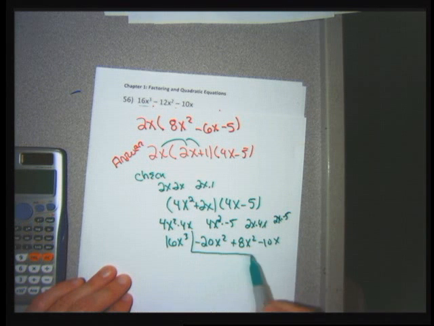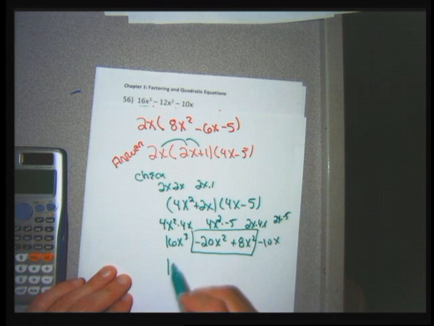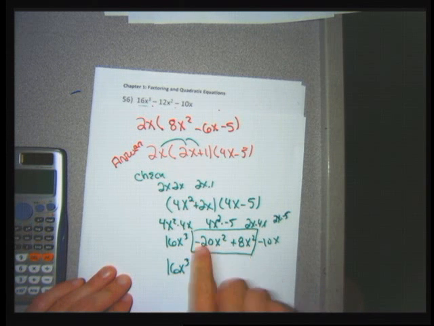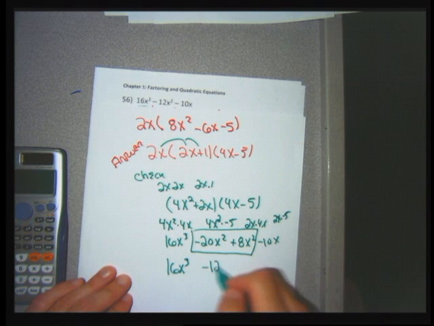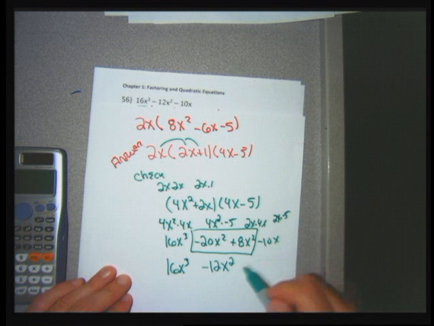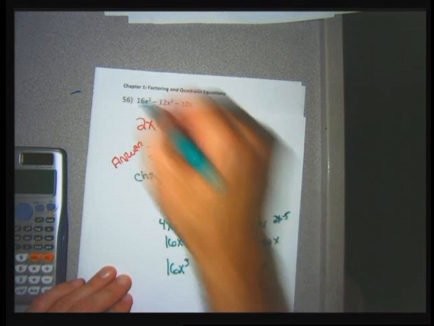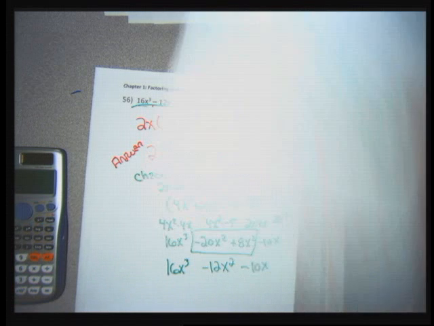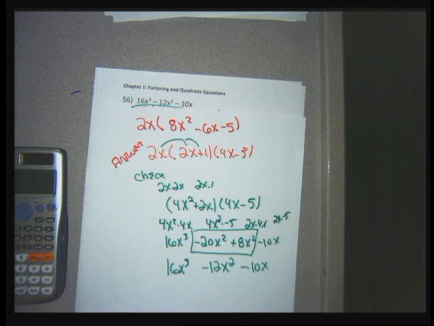The outers and the inners will combine. The 16x cubed comes down. The outers and the inners have opposite signs. You subtract and take the sign of the larger and get a minus 12x squared, and then I bring down the minus 10x. That's the same as the original problem, so I know I've recovered and got 56 right. That's the important thing about checking, because that is how you know whether your answer is right or not.